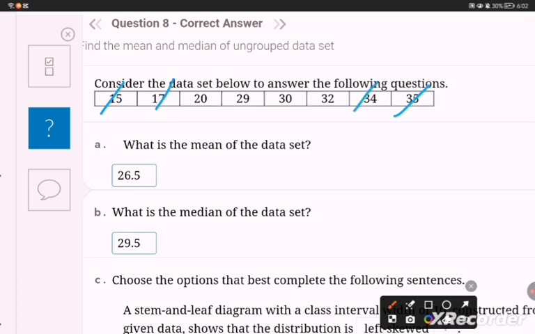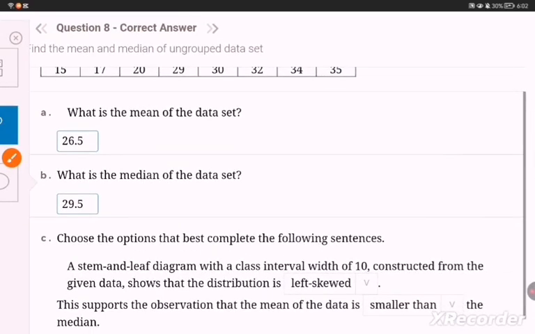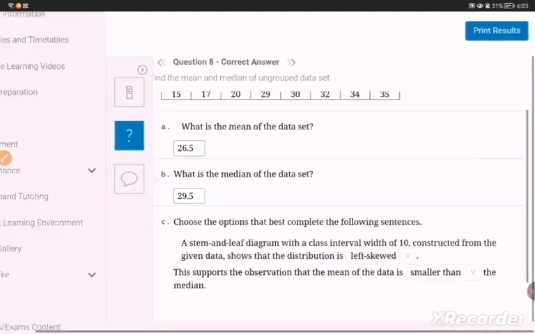Now for the median, since they're already arranged, all you have to do is start crossing out from each side, and you get 29 and 30. So to find the middle of 29 and 30, just do 29 plus 30 divided by 2. You get 29.5. Now, a stem and leaf diagram with a class interval width of 10 constructed from the given data shows that the distribution is left skewed. The reason why it's left skewed is because your mean is less than your median.